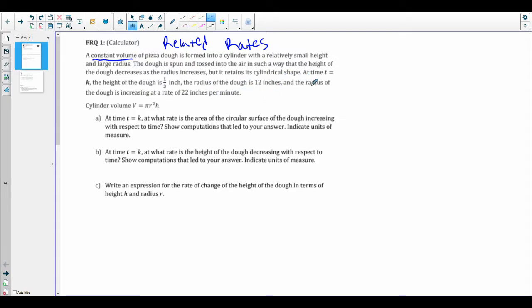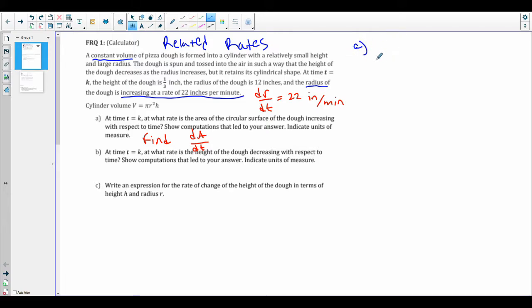And the other thing we're going to point out right away is the radius is increasing at a rate of 22 inches per minute. So right off the bat, I'm going to write down dr/dt because that's going to come in handy. Okay, so part A, we have to find the rate at which the area of the surface of the dough is increasing with respect to time.